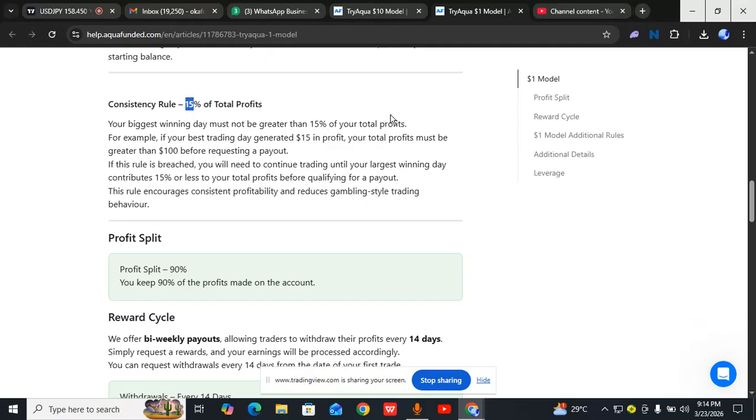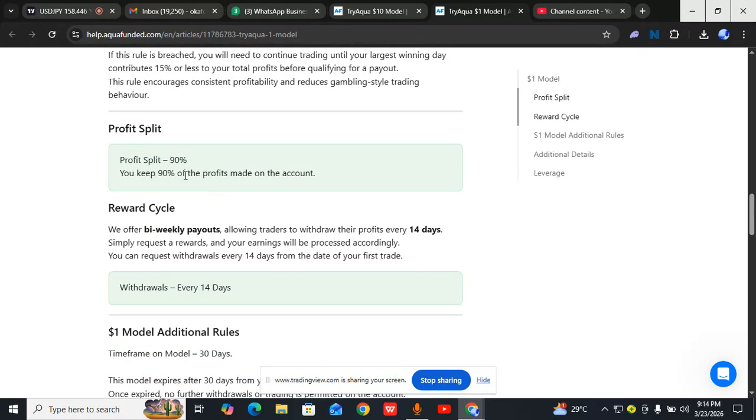Now, are you going to lose the account if you make more than $15 per day? No, but you are just giving yourself extra work because you need to make more money for you to be able to meet up to this consistency rule. So the best thing is just target $15 in a day, then get out of the account for that particular day.